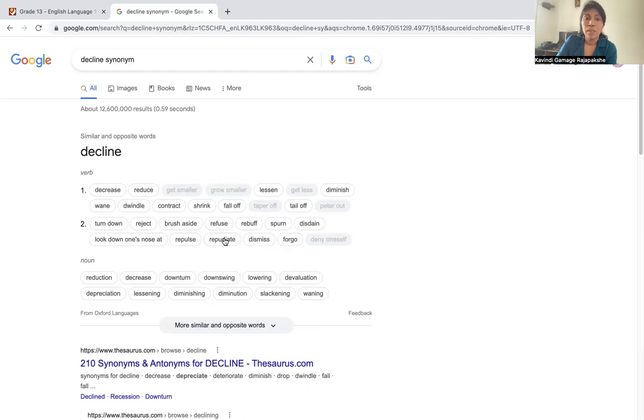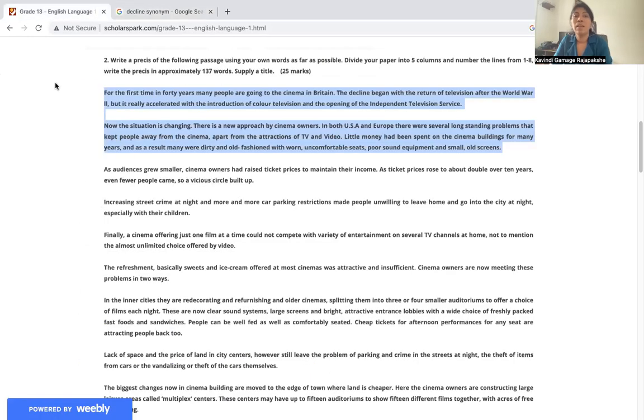We can use the word decrease. Then what can we say? We can make it as a summary.